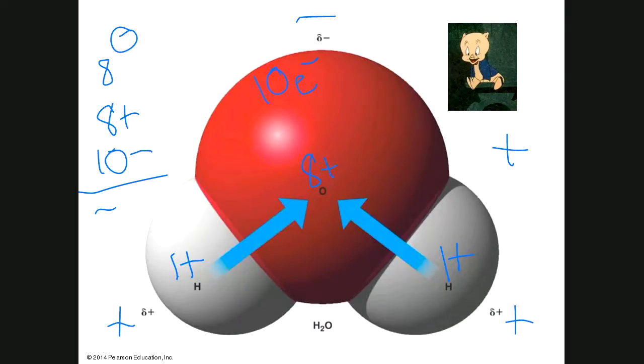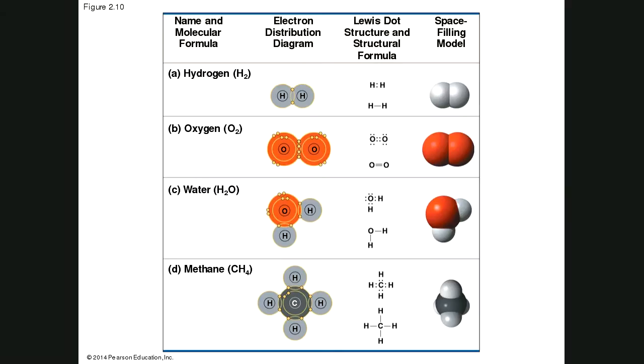We call this kind of bond, if you will, a polar covalent bond. Polar covalent. It's sharing, but unequal sharing. And the result of the unequal sharing is the poles. Make sense?